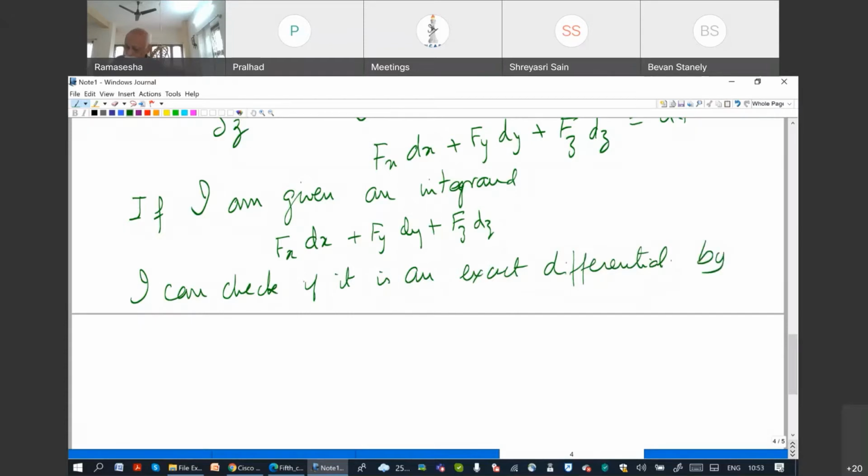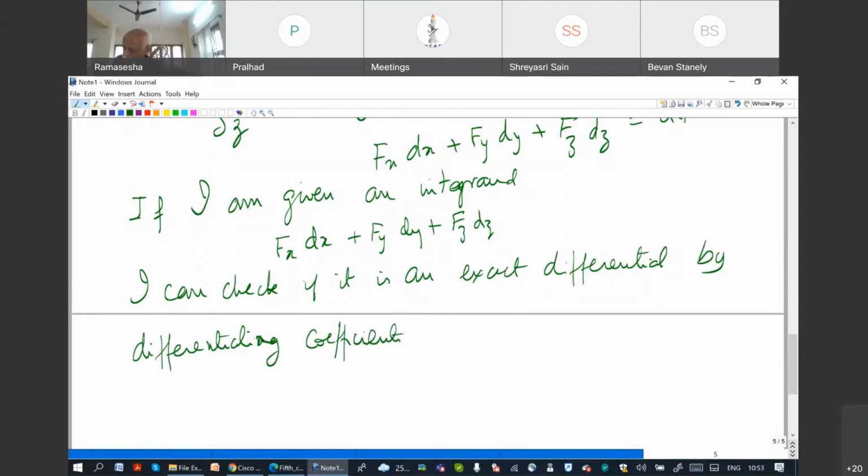By differentiating the coefficients dx, dy, dz with respect to y comma z, x comma z, x comma y respectively.